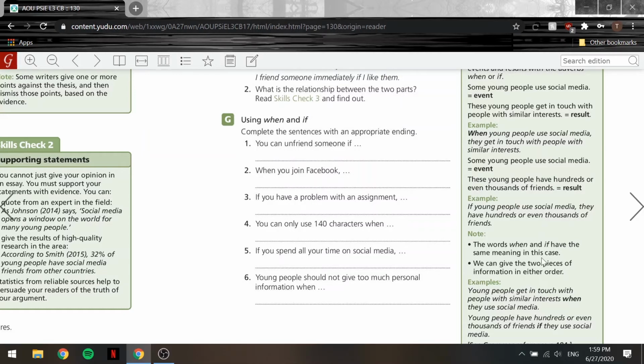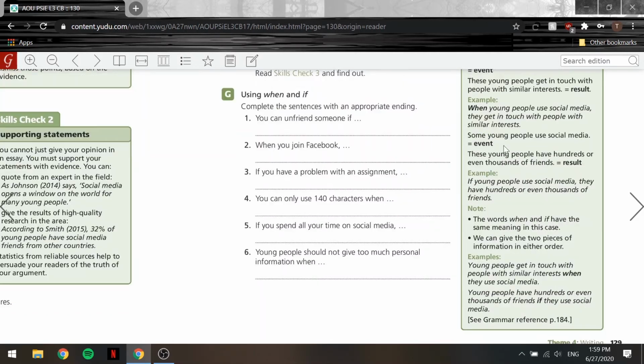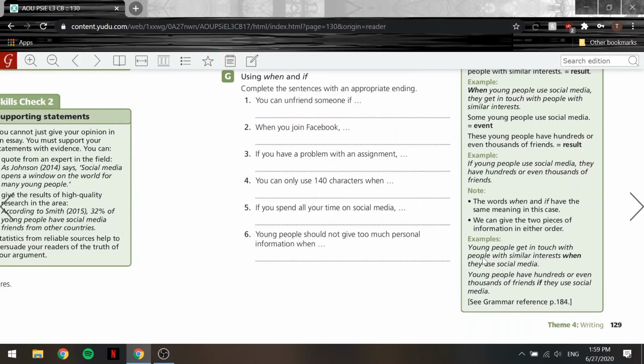This is what I wanted to talk to you guys about. So the event doesn't have to come first. You could always start with the result and then say the event. However, you have to change the position of the words or the adverbs when or if. So let's take a look down here. We have young people get in touch with people with similar interests.